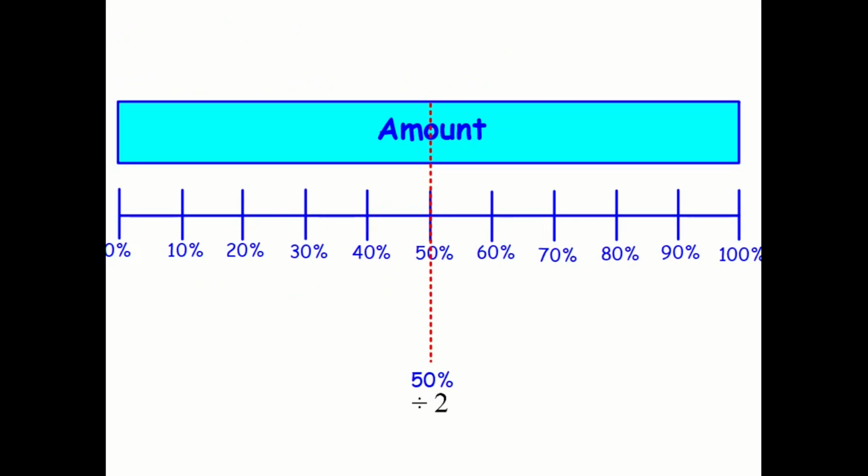So, as a recap, a really good starting point is 10%, because then you can get any other percentage. Once you've got 10%, you can get 20% by doubling it, you can get 30% by tripling it, you can get 70% by multiplying that 10% by 7. If you are lucky enough to have a question which just asks you for 50% of the amount, then you can just halve it.